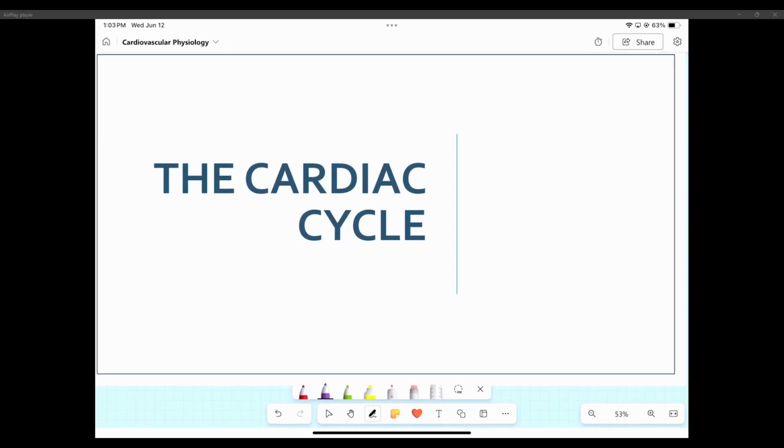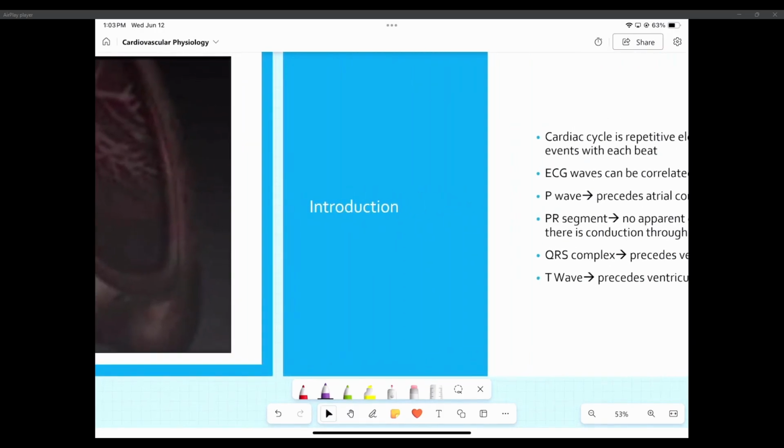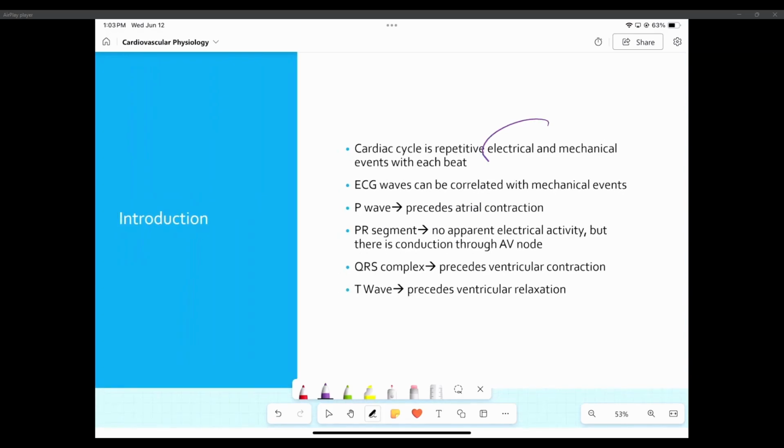Now let's move on to the cardiac cycle. We talked about how the heart depolarizes. Now let's talk about the actual contraction of the heart and what happens. There's a video you can look at later on that kind of puts it all together. So in the cardiac cycle, the electrical and mechanical events, excitation-contraction coupling, all go together. All those ECG waves correlate with a muscle contraction. The P wave will precede atrial contraction. So every time you see a P wave, you know the atria contracted.